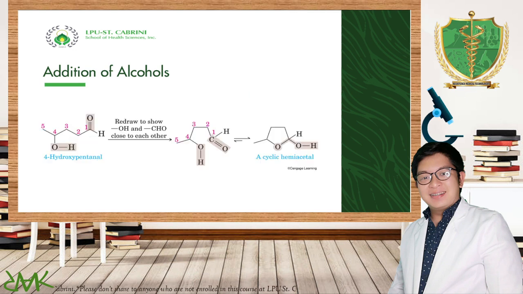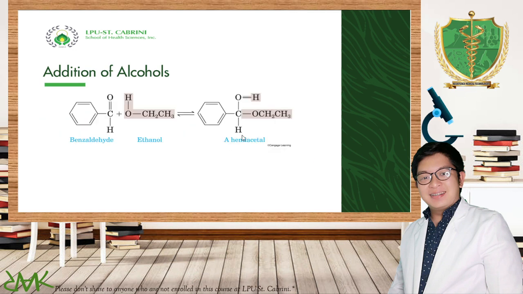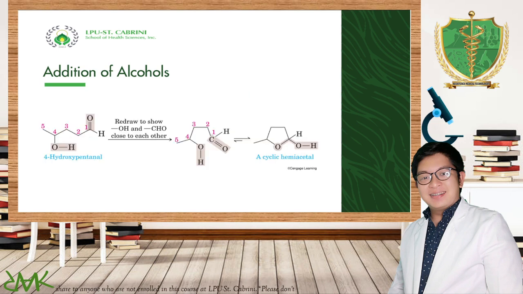This is our OR group, and this is our OH group. Actually, this is an ether. This is an alcohol, and that is what we call a hemiacetal. Remember, in forming the hemiacetal, the hydrogen of the alcohol adds to the carbonyl oxygen, and the OR adds to the carbonyl carbon. Okay, so this is another type of reaction.